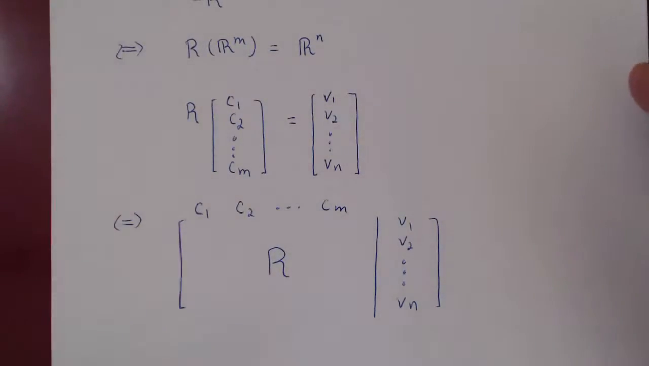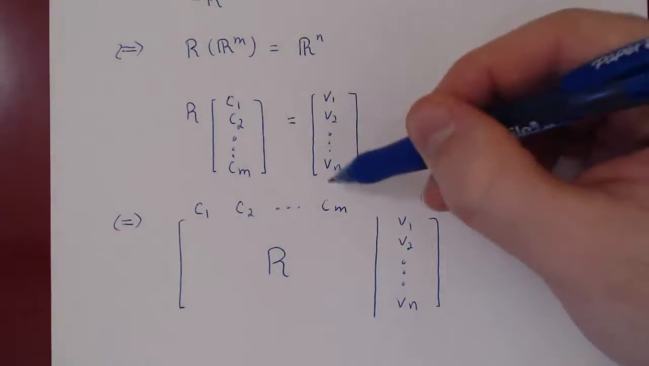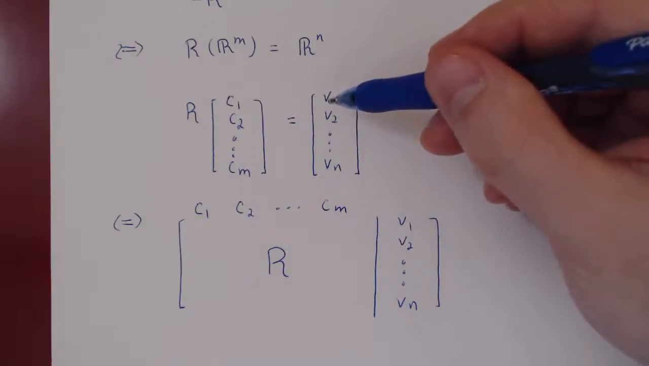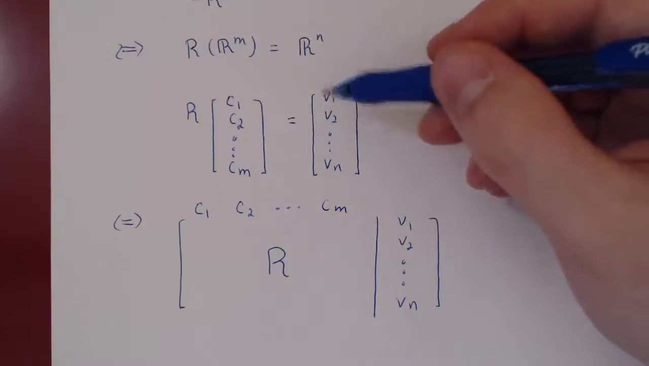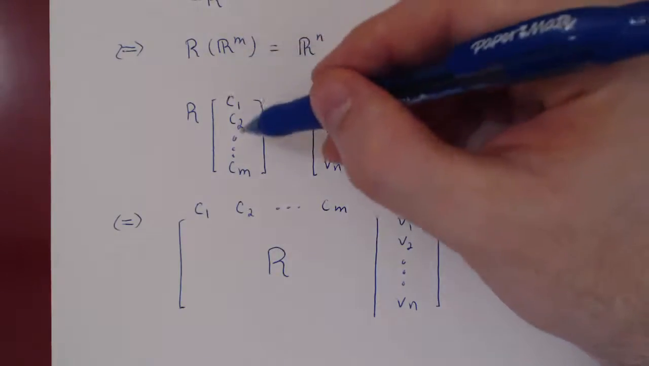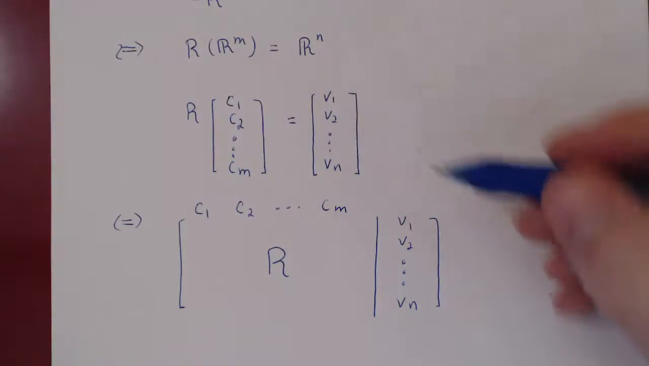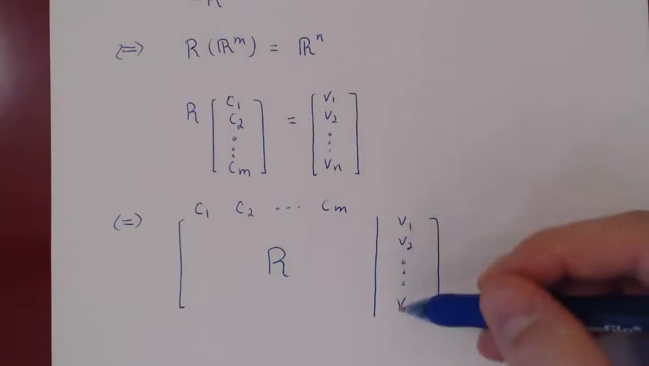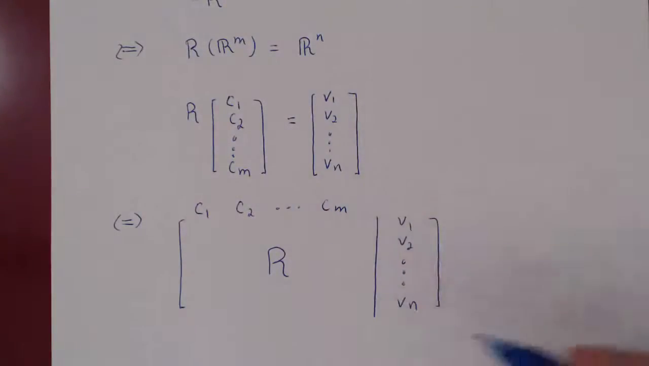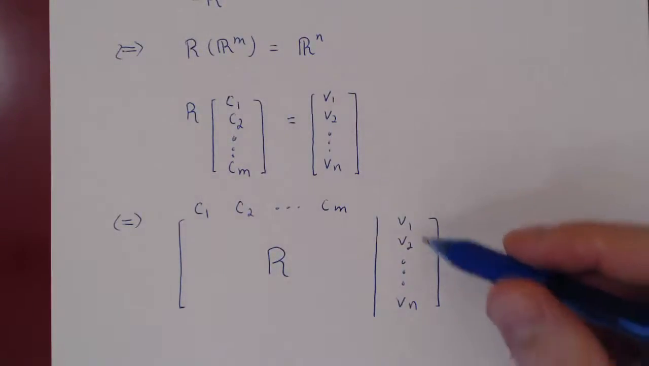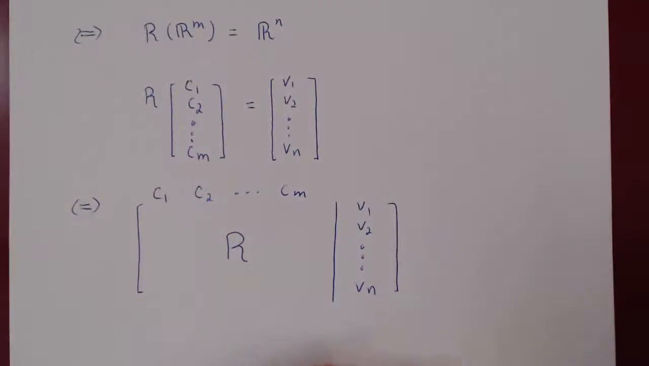And now think of this. We're saying, given any vector in Rn, no matter how you choose V1, V2 through Vn, given any such vector, there always has to exist a vector in Rm so that R times this vector equals this one. So no matter how you choose these n real numbers, there must always exist a solution to the linear system. So this linear system must be consistent for every choice of V1 through Vn. And this is a really, really important observation.